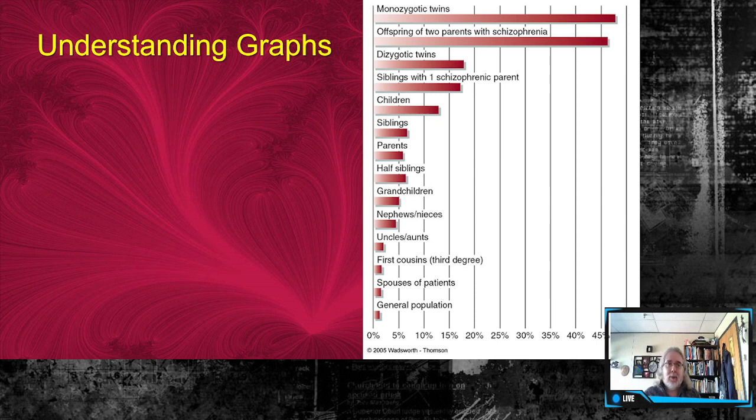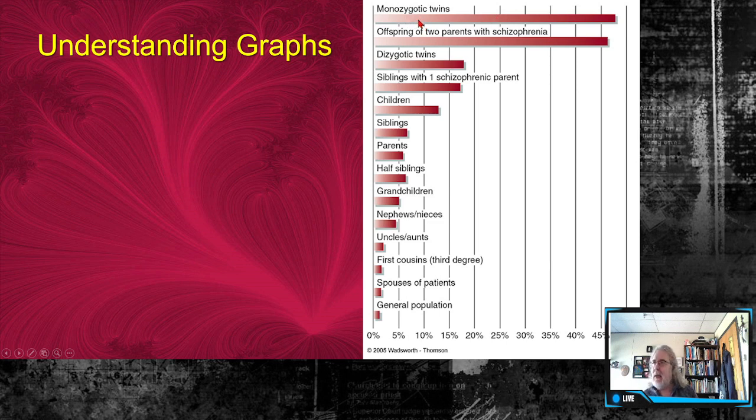Here's another example. We have this bar graph that's looking at a variety of things. So first we need to understand what this graph is looking at. Now obviously if you were reading this in a textbook, it'd have a title and it would tell you. But what I can tell you is this graph is looking at the relation between genetics and schizophrenia. And what we're going to see is we start off here at the very top. We see it's looking at monozygotic twins.